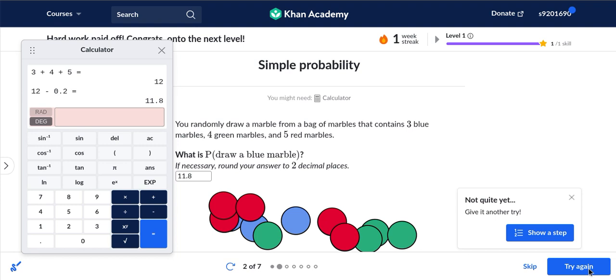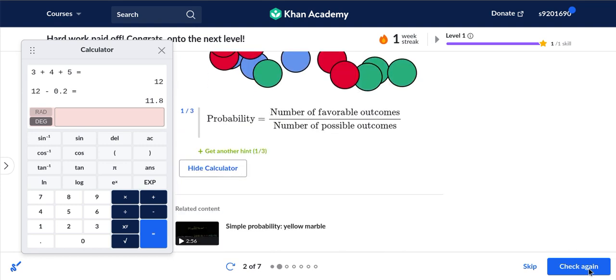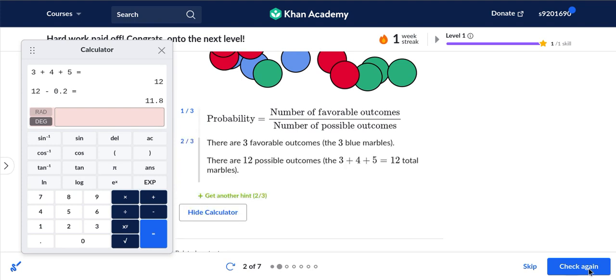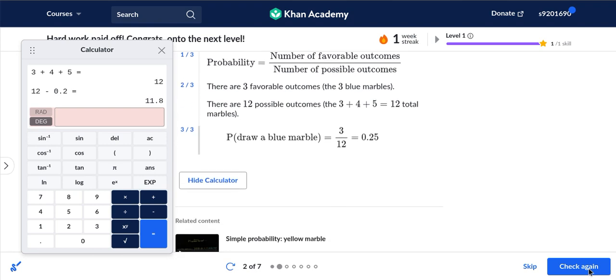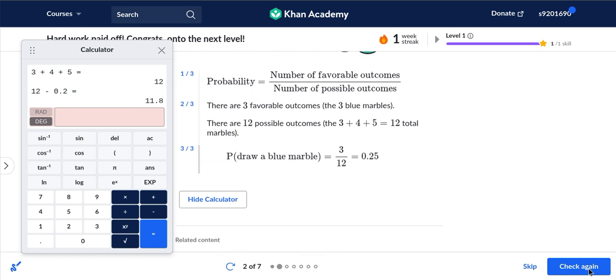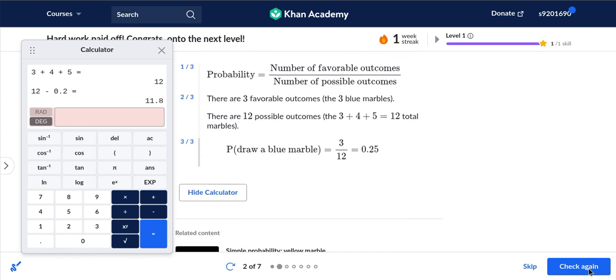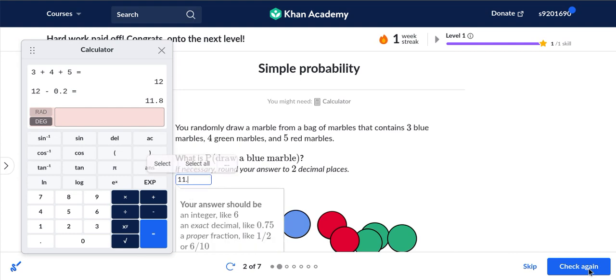Anyways, we're gonna show the steps. Remember, probability is the number of favorable outcomes over the number of possible outcomes. There are 3 favorable outcomes, since there are 3 blue marbles. There are 12 possible outcomes, since 3 plus 4 plus 5 equals 12 total marbles. P, which is probability, of drawing a blue marble equals 3/12 equals 0.25. So this will be 25 hundredths.